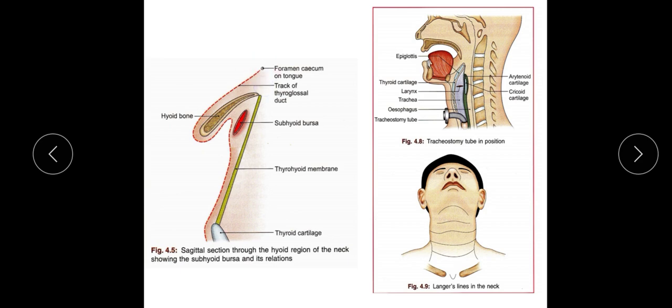The foramen cecum of the tongue, and this is the tract of the thyroglossal duct, like this. This one is the thyroid membrane, from thyroid cartilage to the hyoid bone. Thyroid membrane.